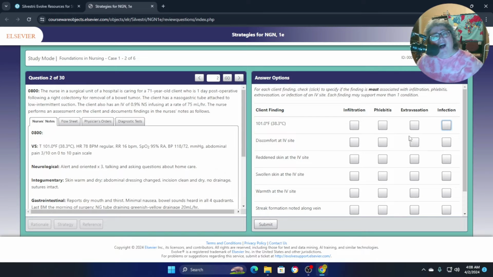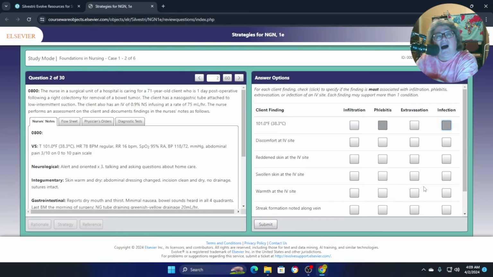So the client is experiencing a temp of 101. Could that be due to infiltration? Could that be due to phlebitis? Could that be due to extravasation? Could that be due to infection? Right? Well, if we think about it, we know that phlebitis may cause a temp because of inflammation, right? And infection may cause a temp. So we would choose that, phlebitis and infection.